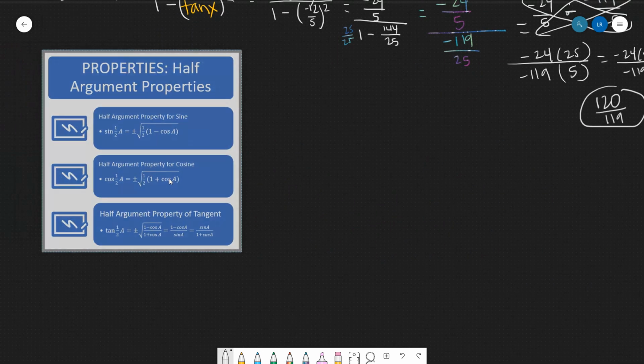So again, don't freak out. Yeah, this is a lot of information. This is a lot of formulas, but you will be given a sheet with all of these formulas. You do not have to have these memorized.